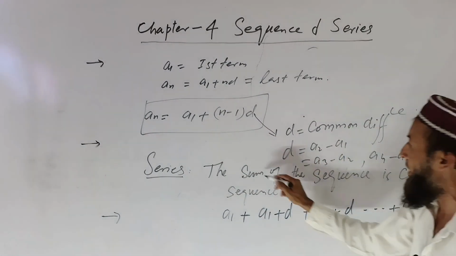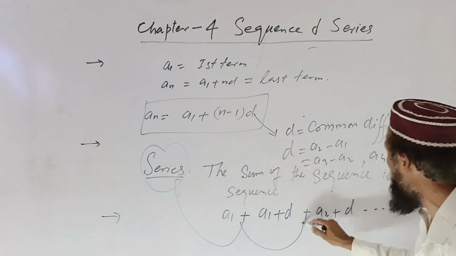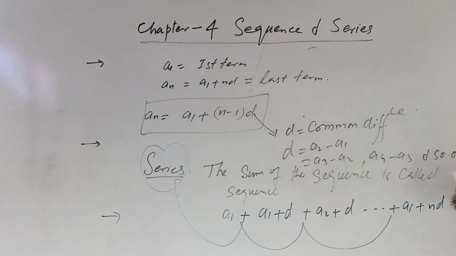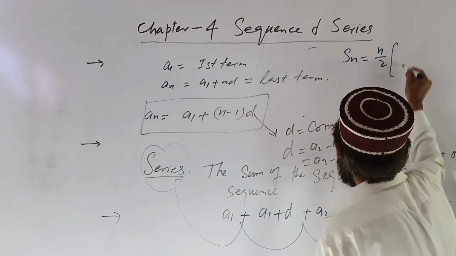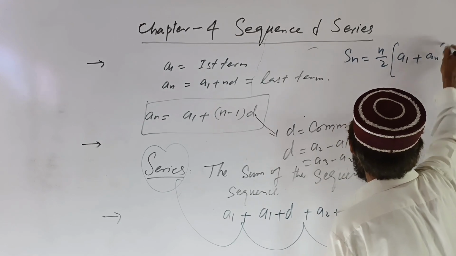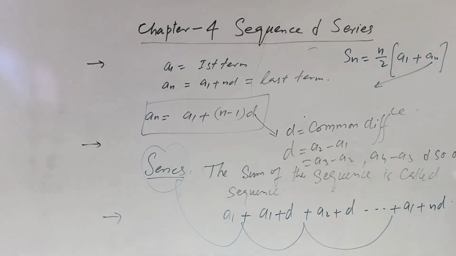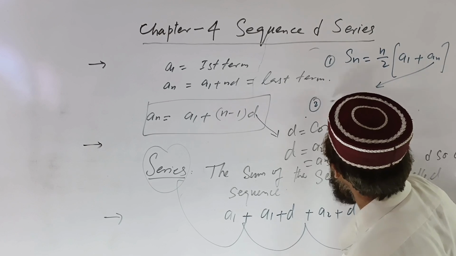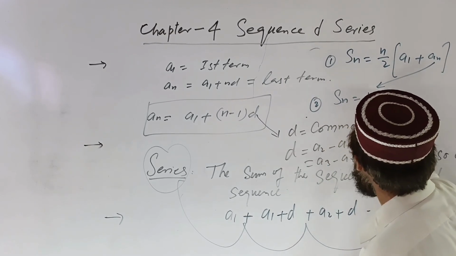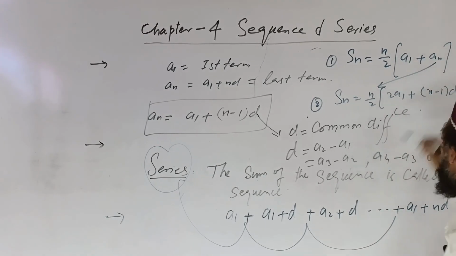Now we require a series, so this will be changed into a sum. Every term we change into a sum. It is denoted by Sn. So we write the formula for A1 plus An. What is An? Here we have already defined An is equal to A1 plus (N minus 1)D. And the second formula for the sum is Sn equal to N by 2 times (2A1 plus (N minus 1)D). This is the second formula we use for the arithmetic sequence.